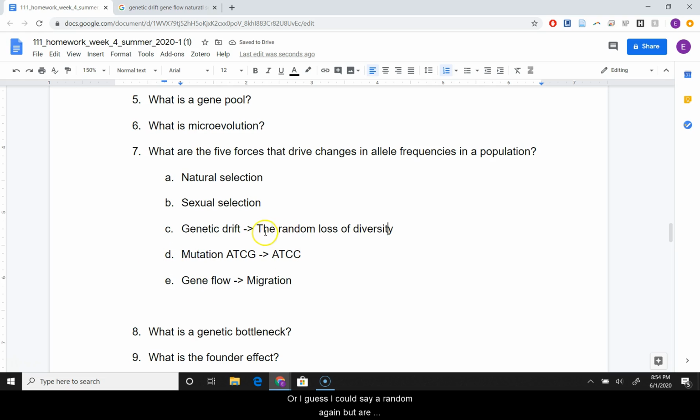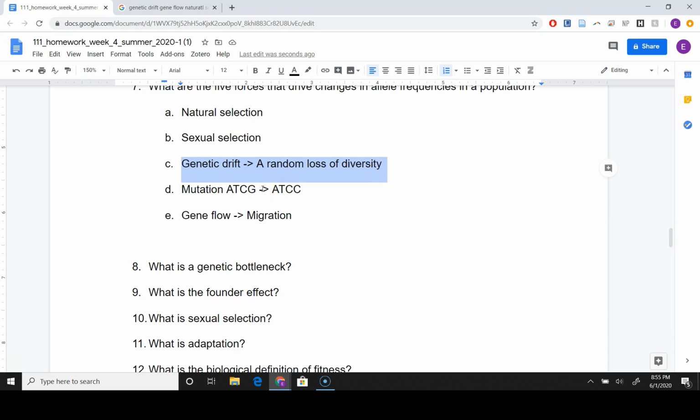Genetic drift is the random loss of diversity. This is in the lectures again, but basically what happens with genetic drift is you have a small population and certain alleles are removed for no reason. So for instance, if you lived in an anthill and a tree fell and killed half of the individuals living there, it wouldn't have anything to do with those particular ants. It would just be random chance, and that is genetic drift.